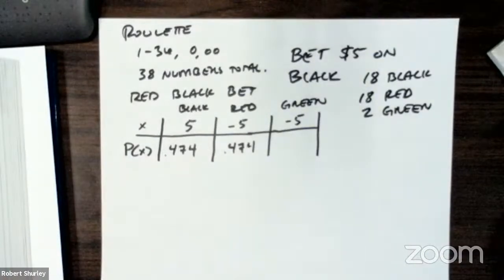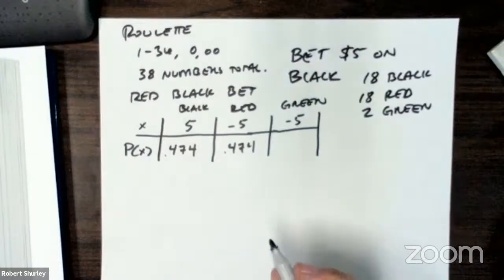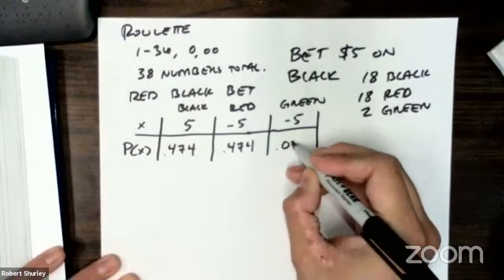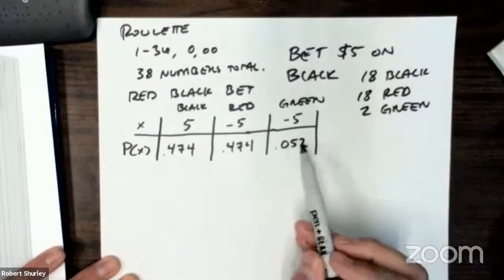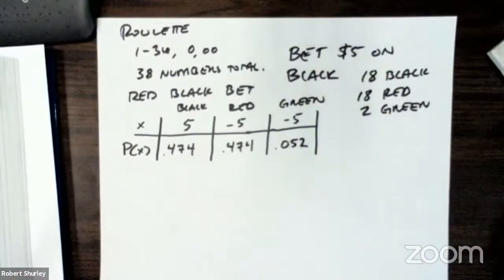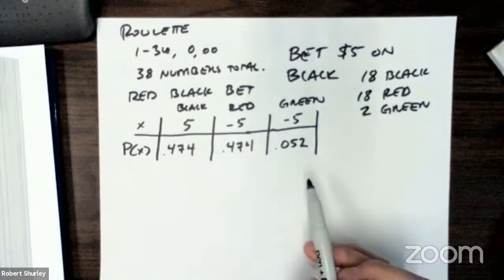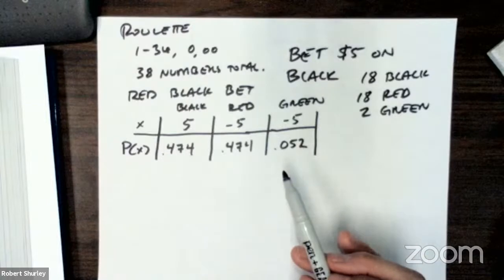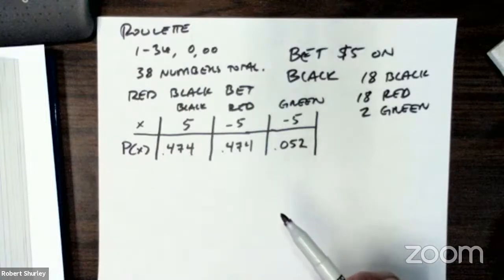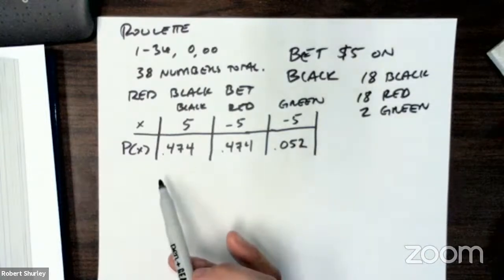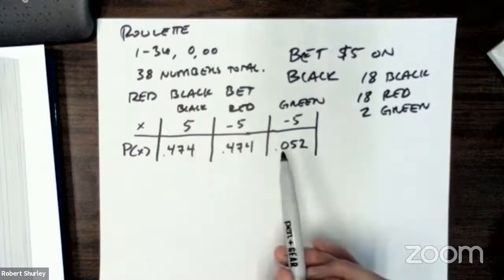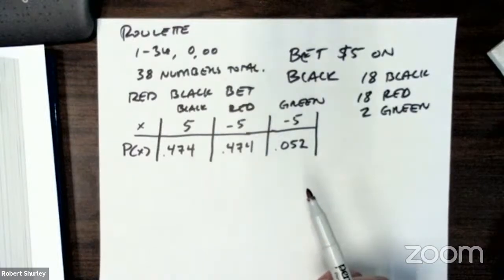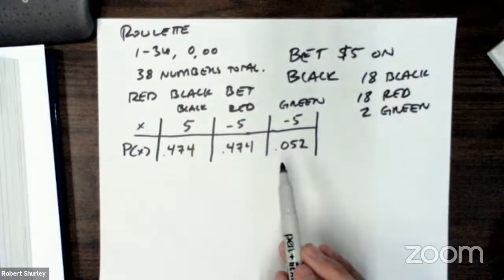So I'm going to add those together, and whatever's left over is your probability of getting a green. That's 0.052, which is 2 out of 38. That actually rounds up to 0.053 if you do the math, but the way we did our math, it's 0.052, rounded down in a way. Don't worry too much about that.